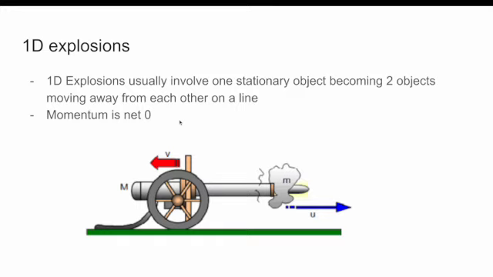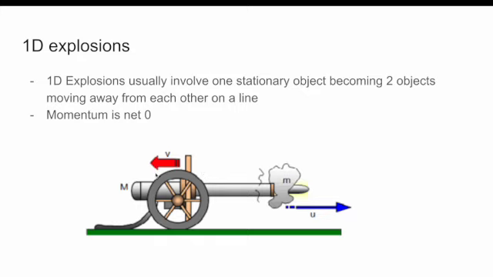Now let's look at explosions in one dimension. Explosions in one dimension usually involve one stationary object becoming two objects moving away from each other on the line. If you look at this cannon here, initially it's stationary. It has this cannonball inside it, and it's part of the cannon. But as soon as you light this fuse loaded up with gunpowder, this explodes away from the cannon, and so this cannonball moves forward. But because of that, this cannon moves slightly backward at a smaller velocity v.